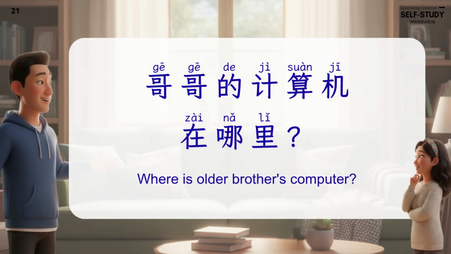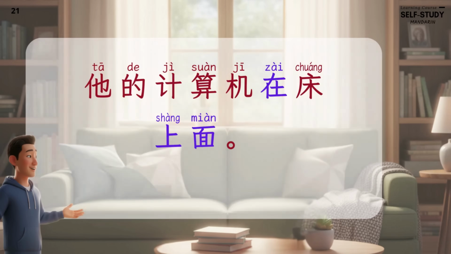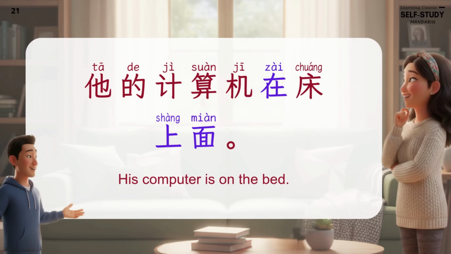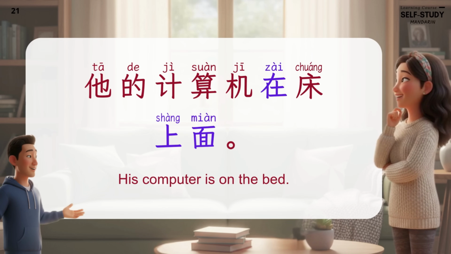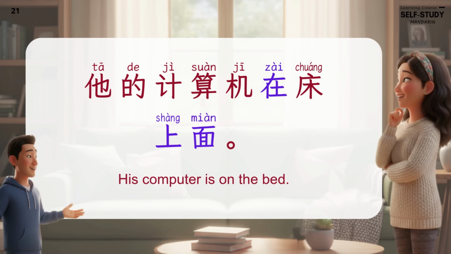哥哥的计算机在哪里？Where is older brother's computer? 他的计算机在床上面。His computer is on the bed.